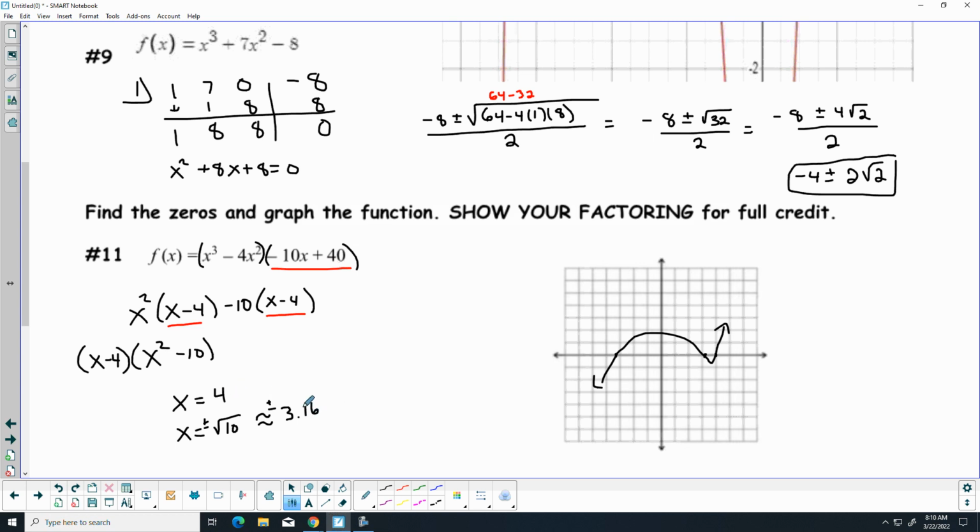And it doesn't turn out nice and neat. I get the square root of 10, plus or minus. And I used my calculator to figure out that was approximately 3.16. So I just kind of estimated that on the graph, and x equals 4. And my end behavior, because it's odd degree and positive leading coefficient, is going to be down, up.